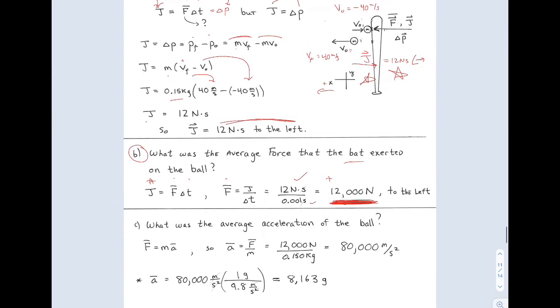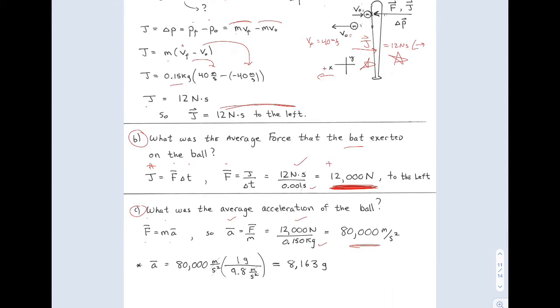Now part C is, what's the average acceleration of the ball? Well, I go back to the earlier chapter, F equals ma. So the average force is equal to m times a average. Solve this for a. I know my average force, I know the mass of the ball, and I get a big number. Does that number make any sense? What I did is I took that number, 80,000 meters per second squared, and said, in 1 g, I have 9.8 meters per second squared. So that says the acceleration of the ball is about 8,000 g's.